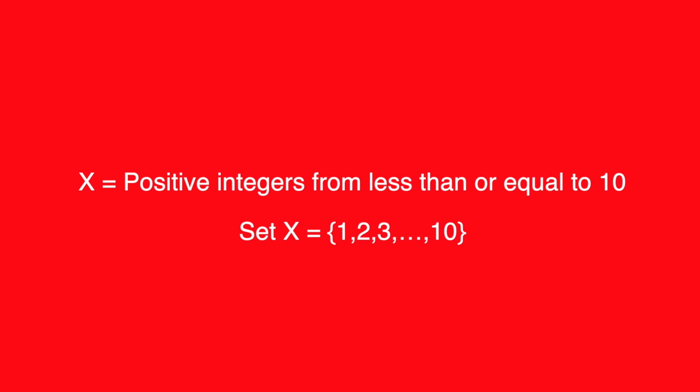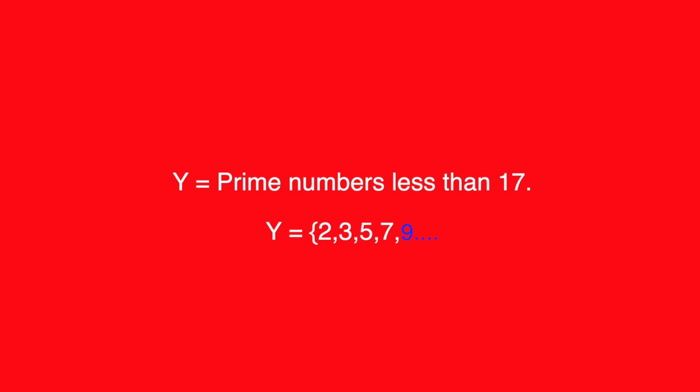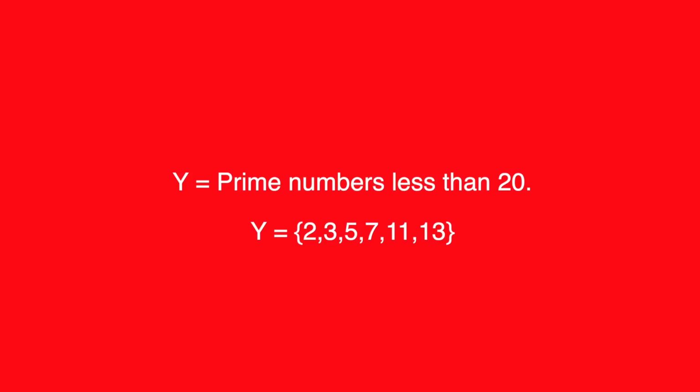So let's say that set X is positive integers less than or equal to 10. So we go 1, 2, 3, all the way to 10. And set Y is prime numbers less than 17. So help me out with this one, guys. What's that? 2, 3, 5, 7, 9. No, not 9. Just checking if you're listening. 11, 13, right? So those would be X, or positive integers up to 10, and Y, our prime numbers less than 17.